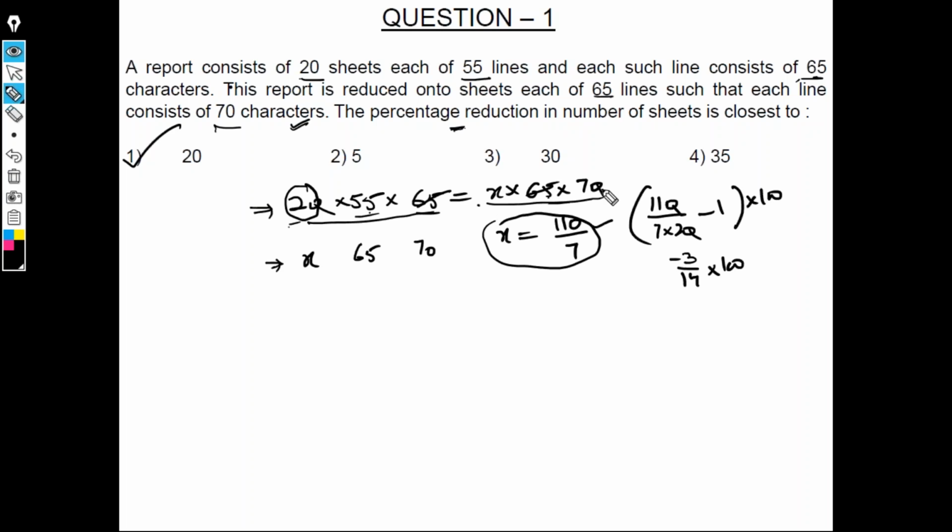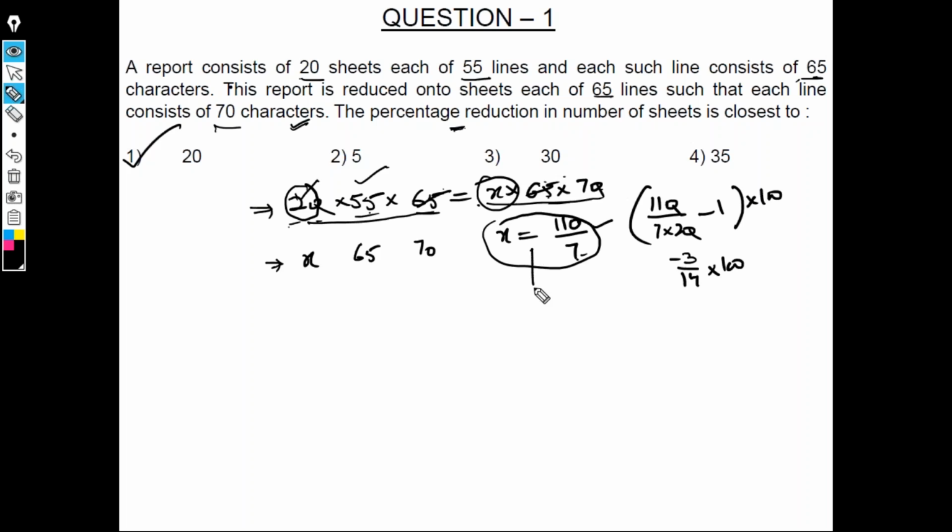So it is x into 65 into 70. Yes, 65, 65 got cancelled out. So I'm solving it for x. 0 and 0 got cancelled out. 2 into 55 is 110 divided by 7. Yes, Shubhadeep, that is the same. It's just multiply factor. The representation is only different. It is the same.